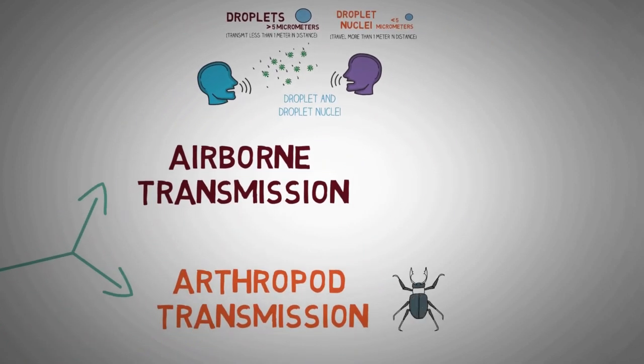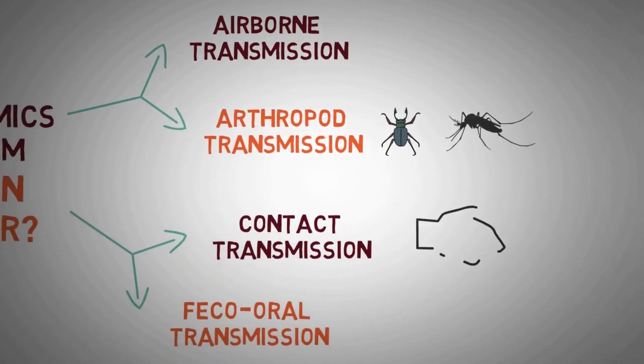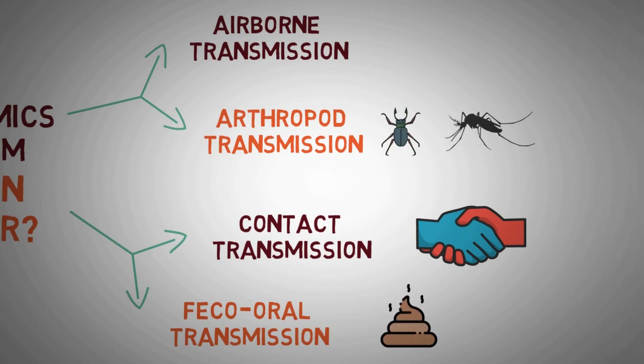Arthropod transmission takes place by an insect. For example, the malaria epidemic, which was spread by mosquitoes. Contact transmission is the mode of transmission when the infection spreads from one person to another by mode of touch. In the fecal-oral transmission, the infectious agent is shed by the infected host in feces and acquired by the susceptible host through ingestion of contaminated food and water.